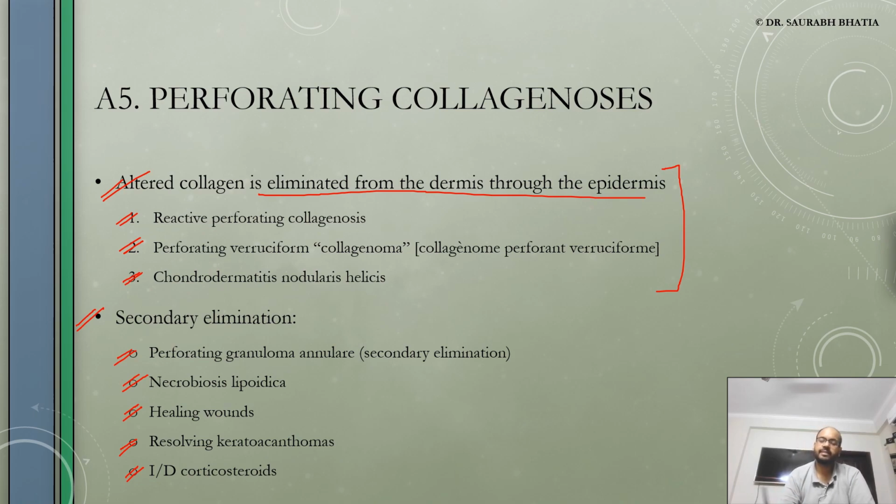That is why when we are discussing reactive perforating collagenosis, you always ask for a history of uncontrolled diabetes or kidney issues or any other underlying comorbidities that might modify collagen leading to its extrusion. So that is what we call perforating collagenosis. Let's move forward.